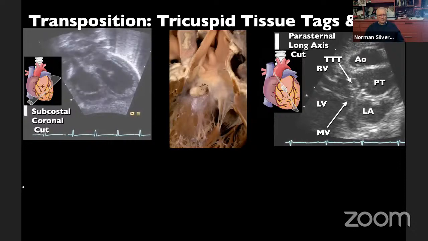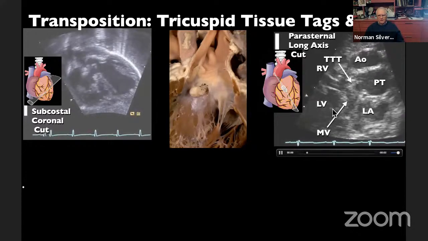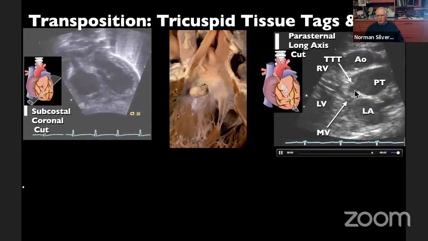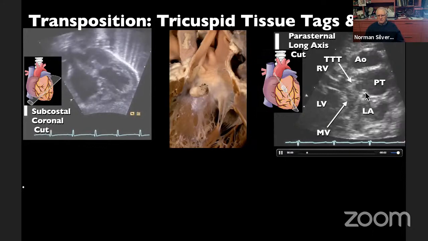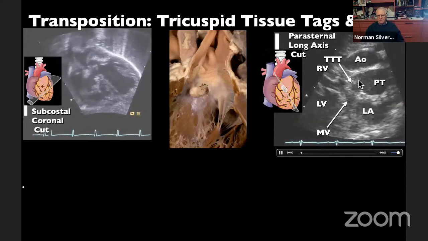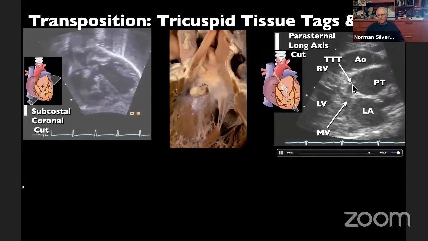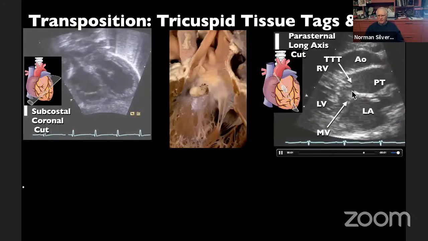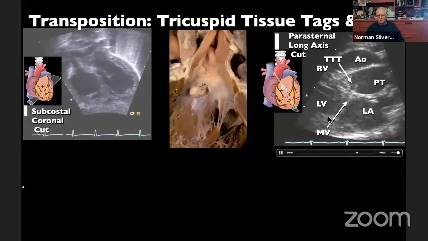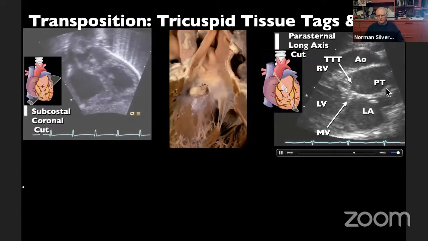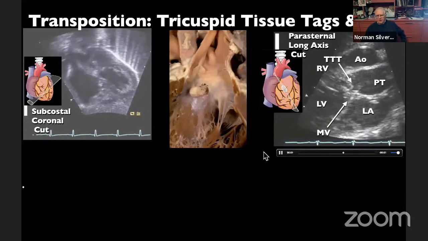And there we see the pictures there. And now we can see them on the right side in a parasternal long axis view with aorta and pulmonary arteries exiting the heart in parallel fashion. There's the pulmonary valve opening, and here is this tricuspid valve herniating into the left ventricular outflow tract because the pressure in the right ventricle exceeds the pressure in the left ventricle because of the vascular resistance changes between the aorta and the pulmonary trunk.